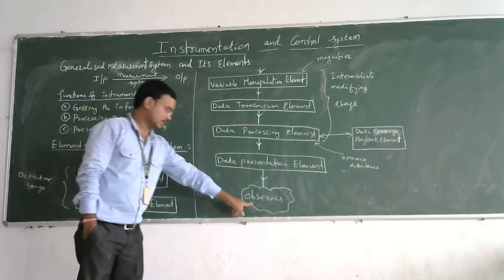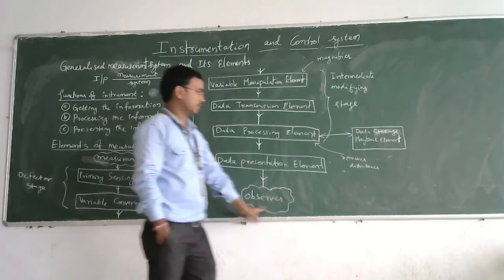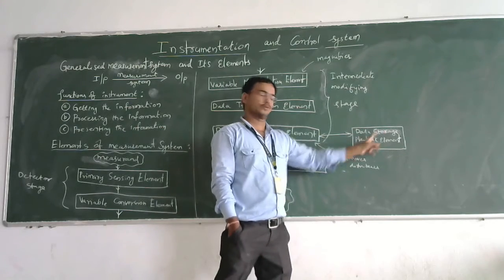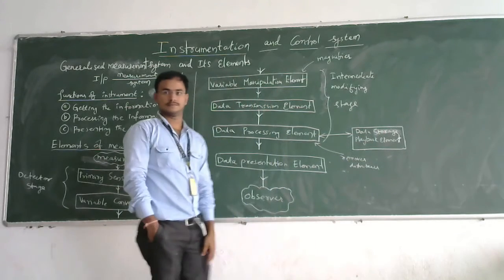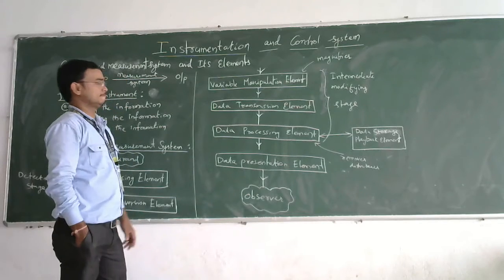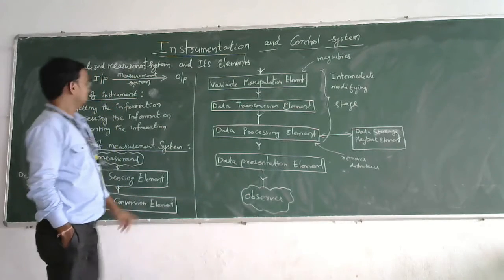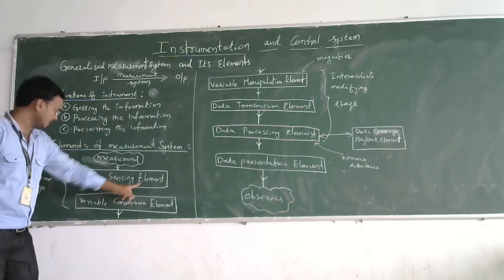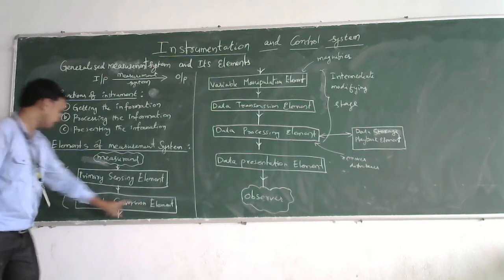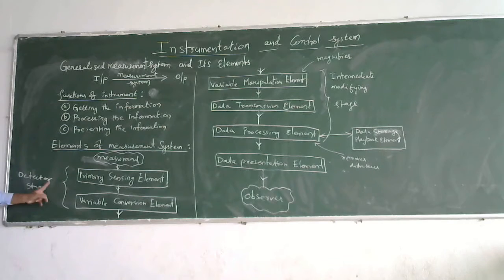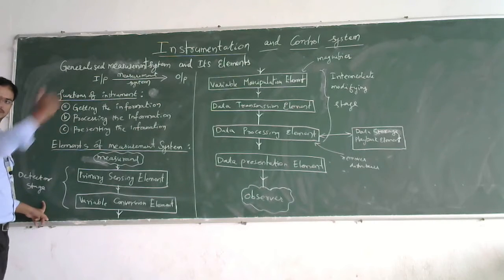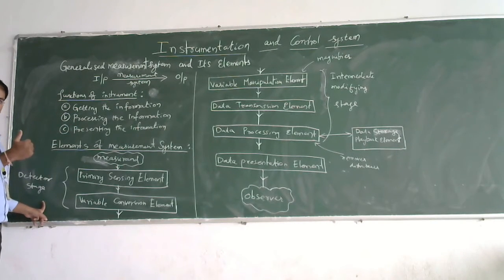And the last one is the observer. And here you have data storage. This primary sensing element and variable conversion element both together will come under the detector stage. The instrument is detecting the input signal from the measurement, from the outside.